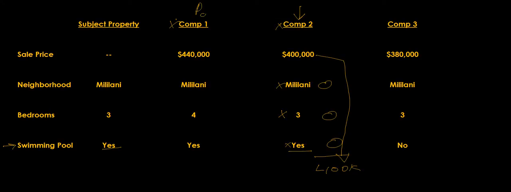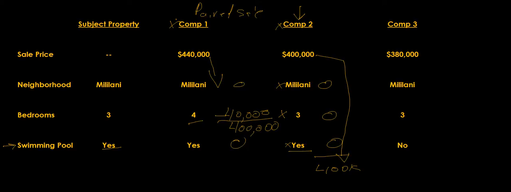Earlier with paired sales, we found out that the value of a 4th bedroom, all things being equal, is $40,000. That if you wanted to adjust a 4-bedroom home to a 3-bedroom home, you needed to deduct $40,000. So if we do that, that subtotal, we'll take the 440,000 because there's no adjustment for Mililani, deduct 40,000, you're down to 400,000. And once again, Comp 1 also has a pool, so there's no further deduction. You're at 400,000. But what about Comp 3?